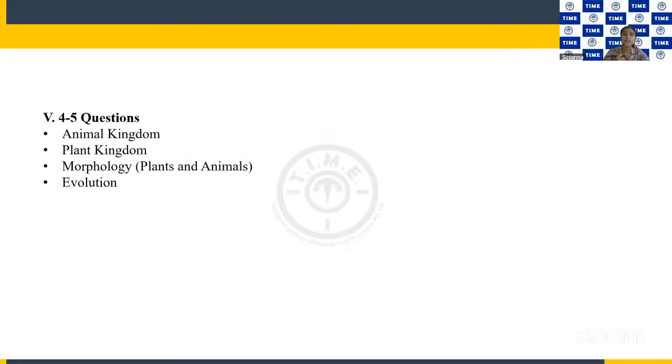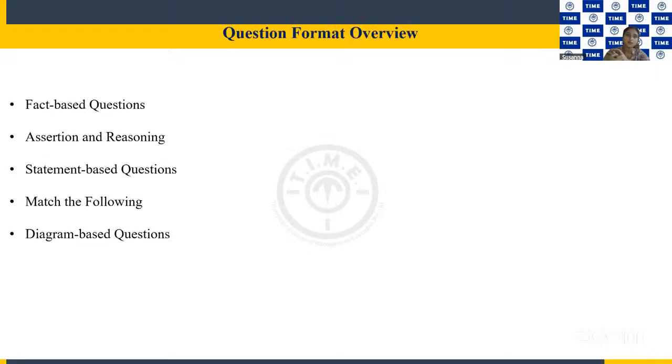Then we have 4 to 5 questions, so only fewer questions are asked from this area. There are four chapters: animal kingdom, plant kingdom, morphology, which is nothing but the structural organization, and then evolution. From the previous trends, we can see that only a small number of questions are asked, but we cannot conclude that we don't need to focus on those chapters. We don't know, but with the analysis of previous year question papers, this is the conclusion we come to.